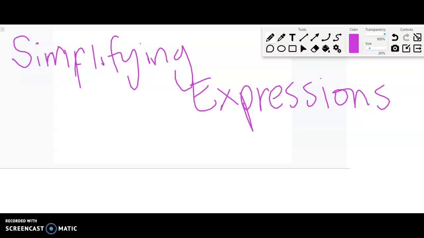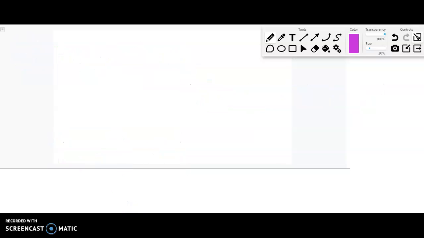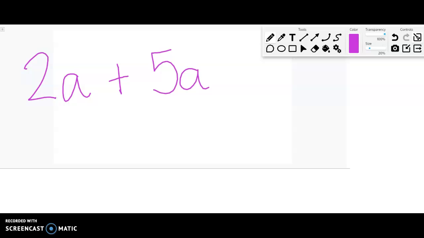So, simplifying expressions, because sometimes expressions get a little bit long and there's ways that we can combine some things. Just like if I told you 2 plus 3 plus 1, well, we can simplify that into 6, right? It means the same thing, it's equivalent, it's just a shorter way of writing it. Same thing with expressions. I can have an expression like 2a plus 5a, and I can combine that into 7a.